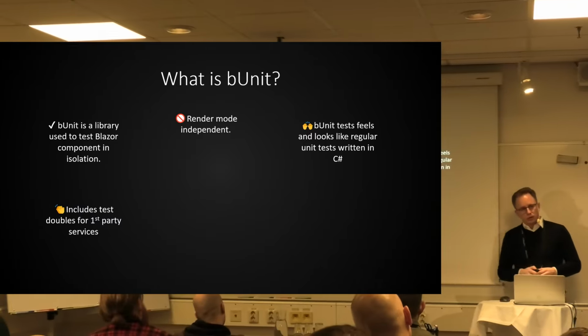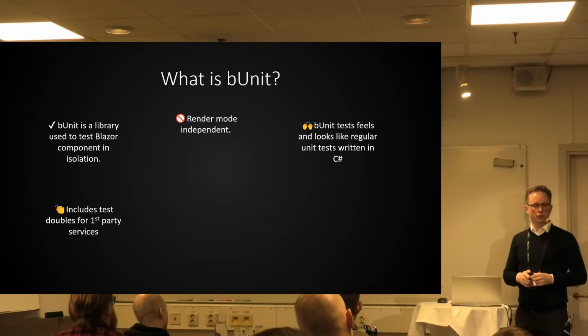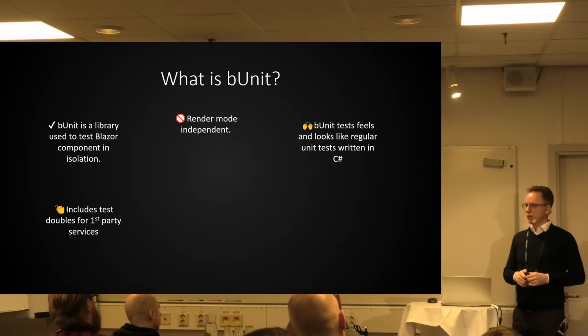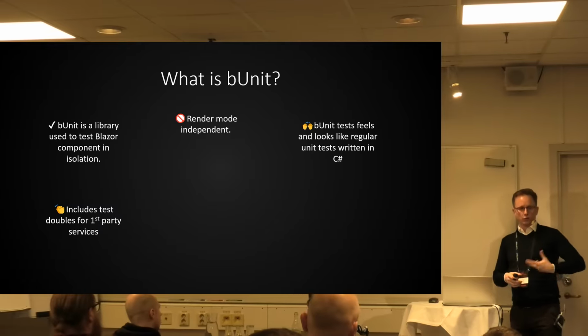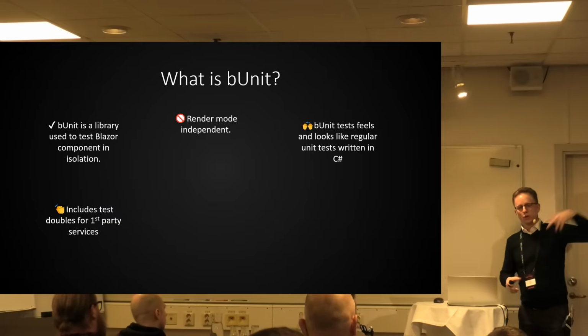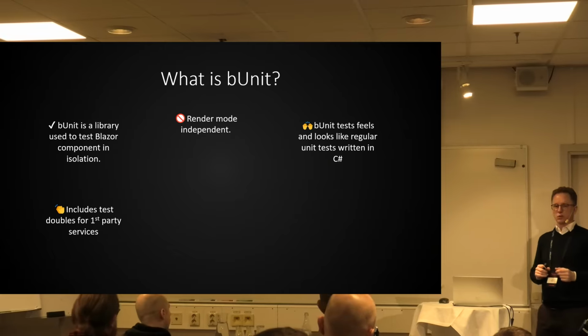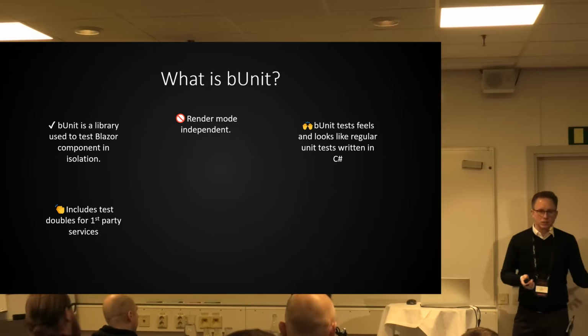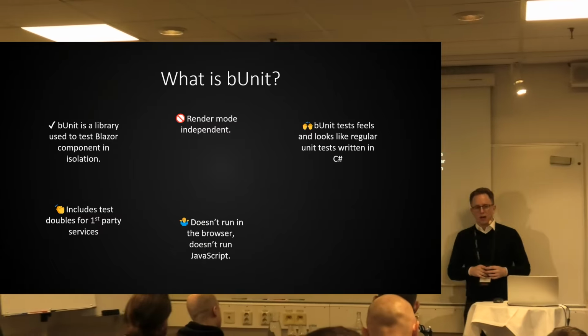And we include a bunch of test doubles for most of the first-party services that come with Blazor. So the authentication bits, right? You don't want to do the full go to some OAuth thing. You want to fake that out when you're testing at a unit testing level. We have a fake navigation manager, and also we have a fake, or a mock, of the IJSRuntime.